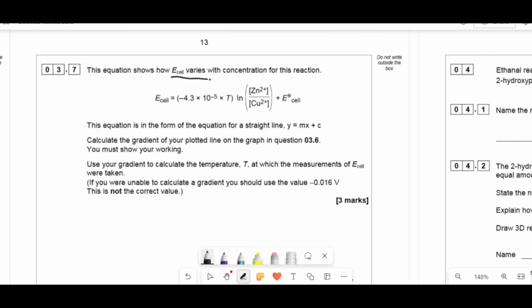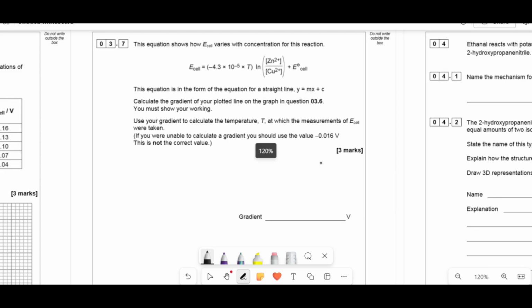The equation shows how E cell varies with concentration. The equation is in the form of the equation for a straight line, y equals mx plus c. Calculate the gradient, and you must show your working. Use the gradient to calculate T, the temperature at which the measurements of E cell were taken. If you're unable to get this gradient, then you should use a value of that. This is not the correct value.